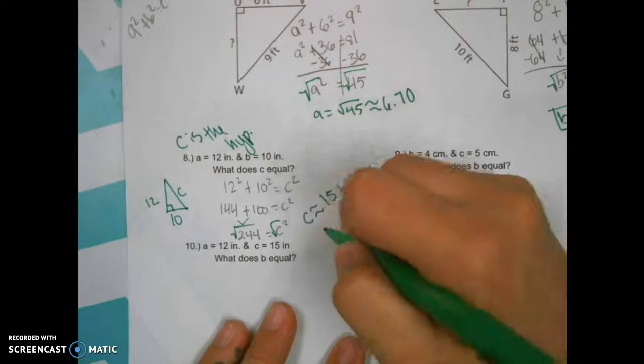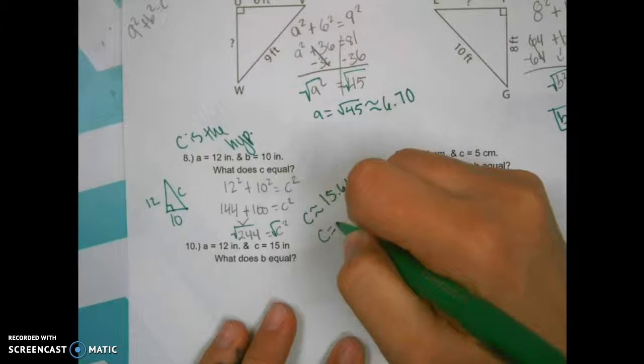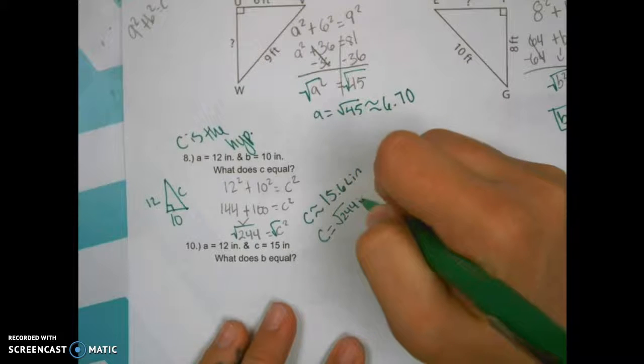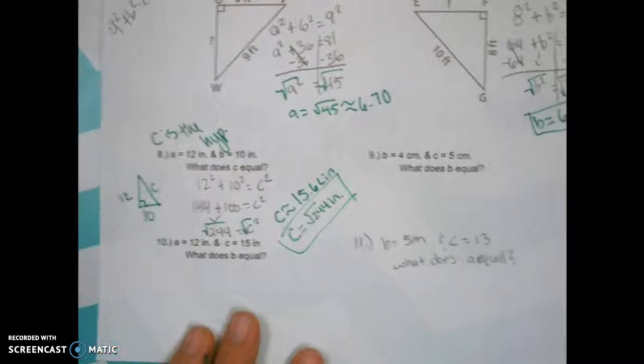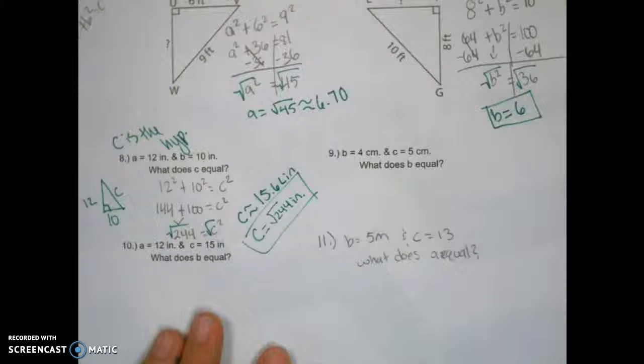But on your test, you're just going to leave it as c equals the square root of 244 inches. Make sure that you include the inches, the centimeters, whatever measurement it's using. That's crucial on the test, okay?